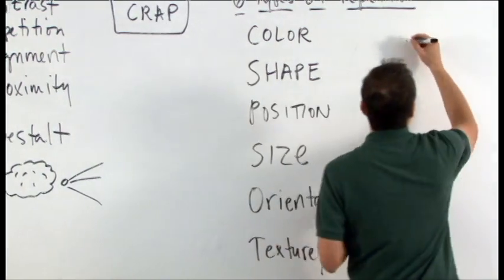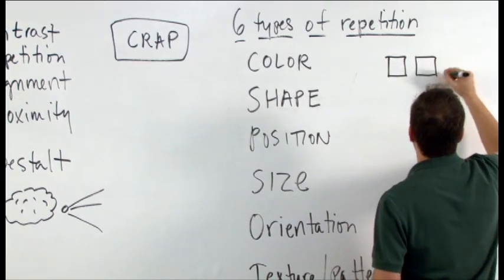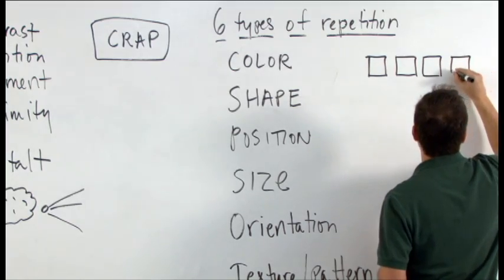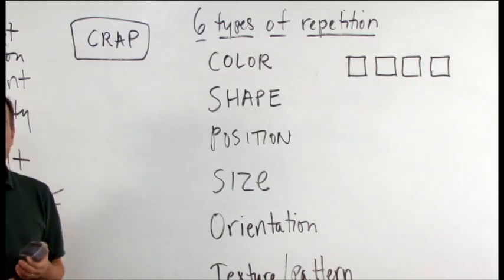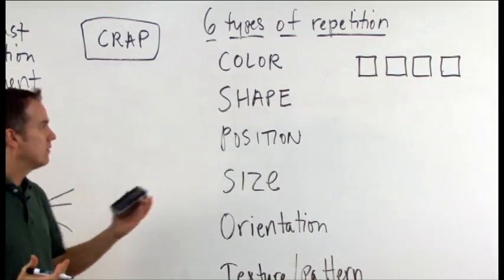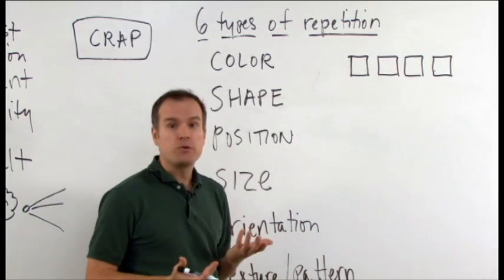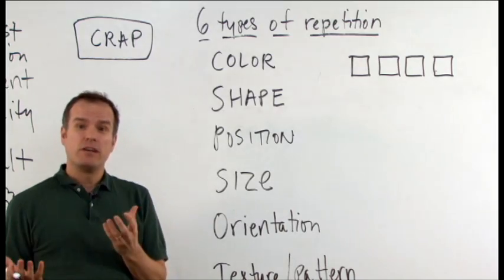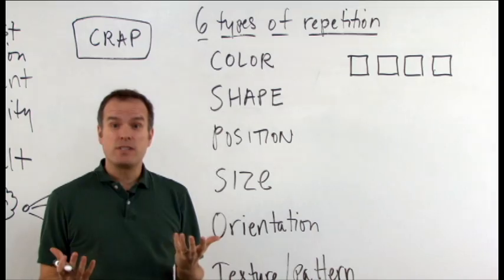Color, as you might guess, can be repeated. So we have 4 boxes, all of them black outline, all of them white in the center. Color is repeated. Now you remember I said earlier that contrast is a sort of flip side of the coin to repetition. Contrast shows us difference.